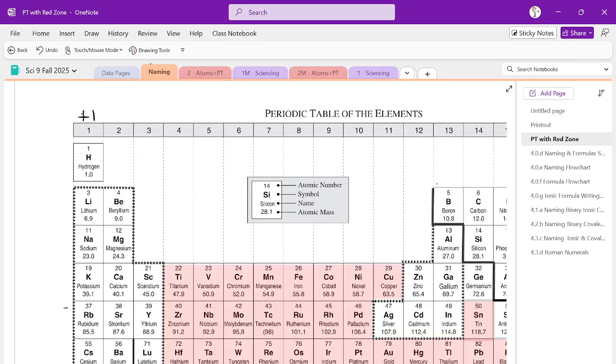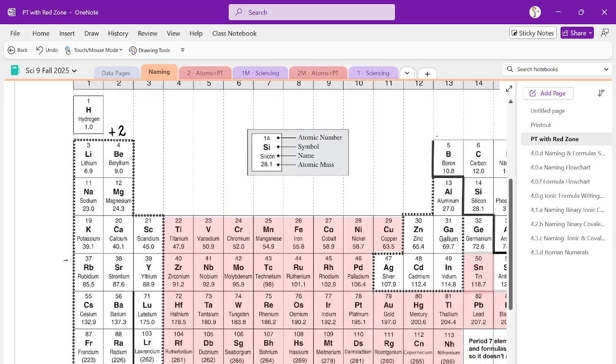Group 2, what's the charge of group 2 ions? +2. Now, the elements 21 and onward were not things that we did Bohr models for, but they still follow a pattern. Can anyone guess what the charge of group 3 might be? Yes, +3.